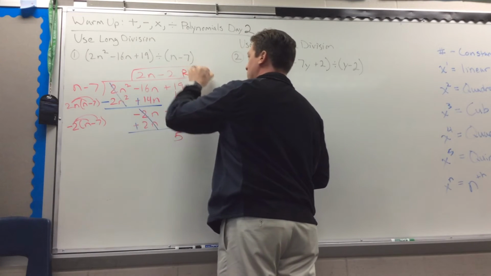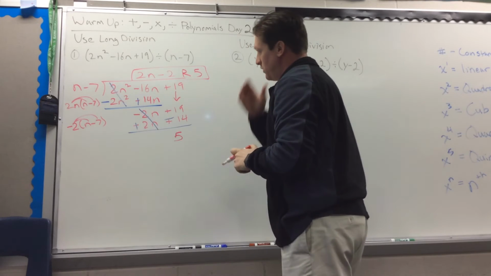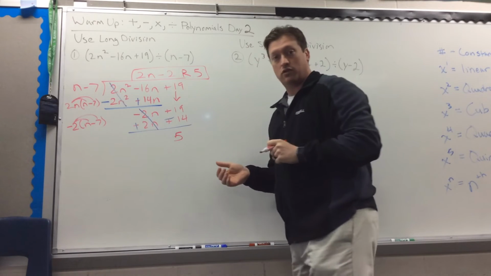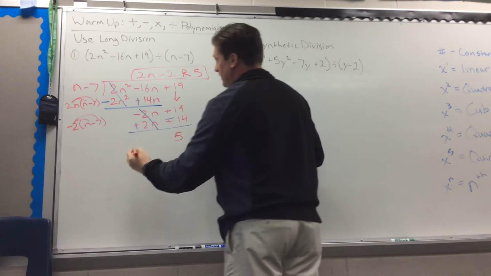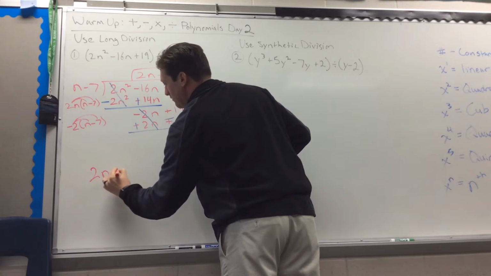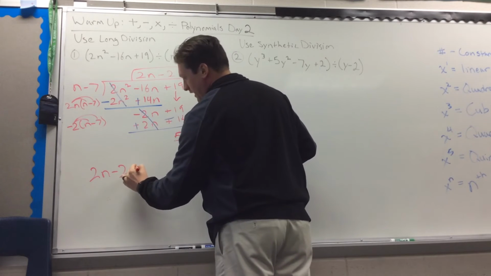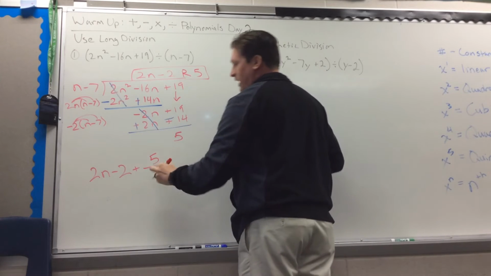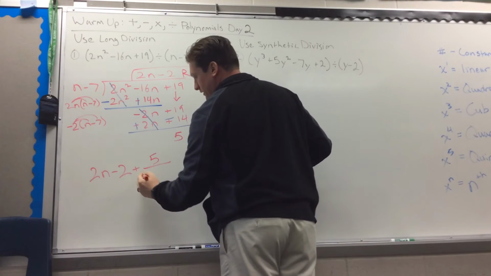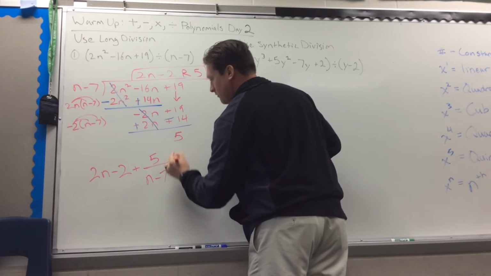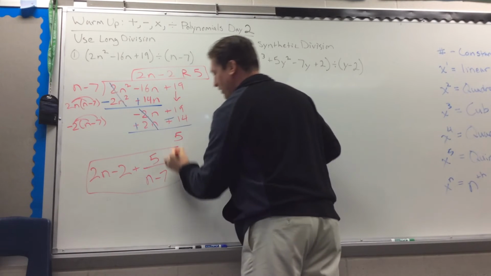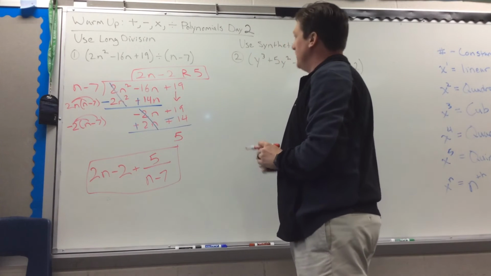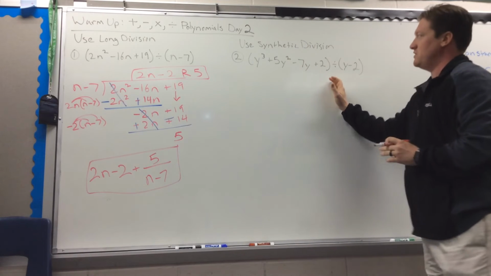That is an answer, but the way that I would like these answers to be written is in remainder theorem form. So you're going to write it like this. 2n minus 2, and you have a plus sign and a divisor. You've got 5, and then on the bottom you put what you divided by, n minus 7. That takes care of long division for this question. The next one we're going to use is synthetic division.